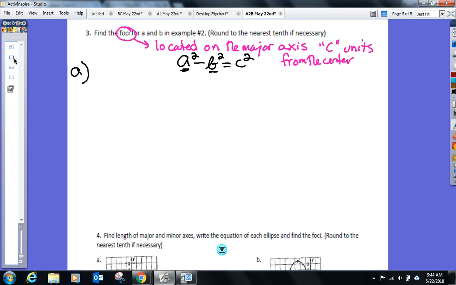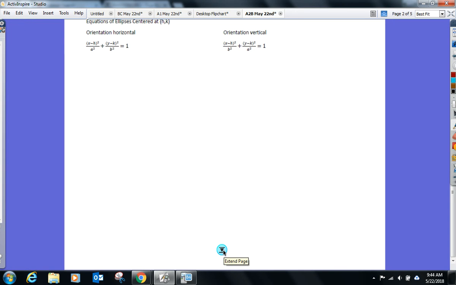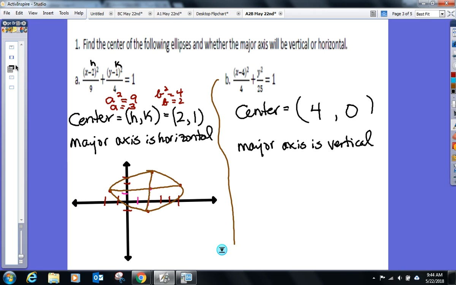Do you remember where A squared and B squared were? Those are the denominators. And it's never negative. You always put the higher one first. It's not the left minus the right. It's always the higher one first. All right, so go back to example part A.